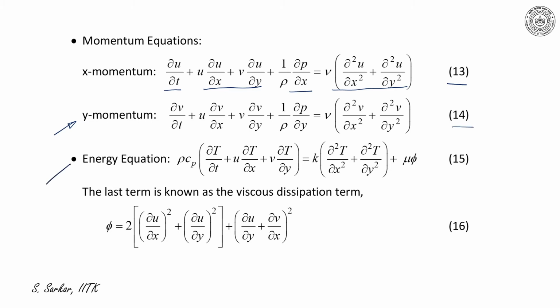The energy equation can be written here as rho into Cp del T/del t, that's the local change, plus U del T/del X plus V into del T/del Y, that's the convective change, is equal to K into del 2T/del X2 plus del 2T/del Y2.